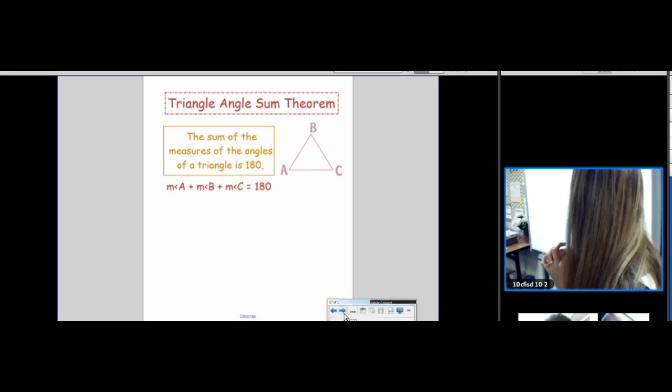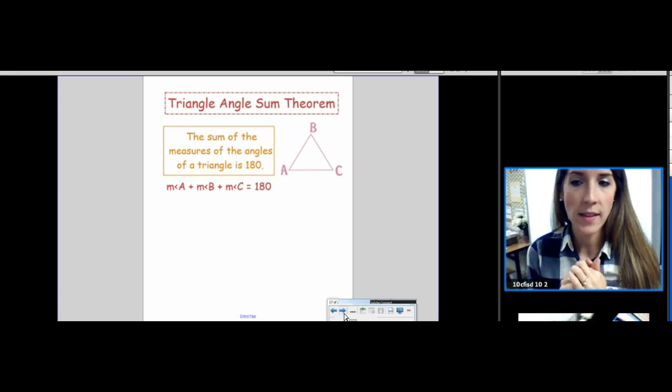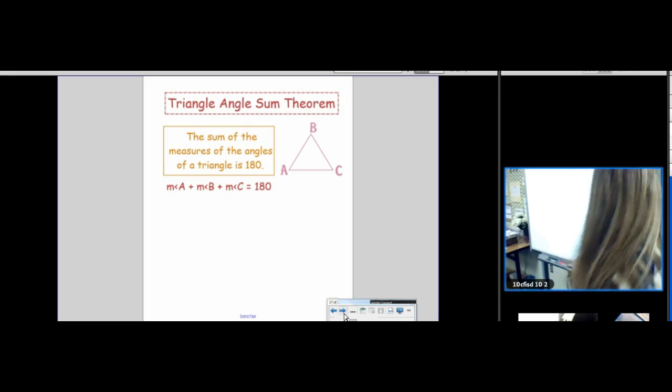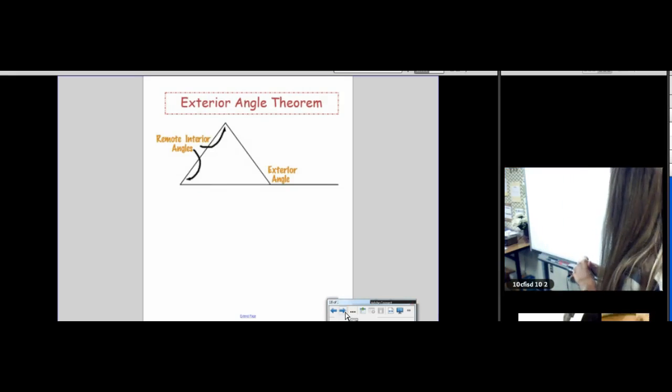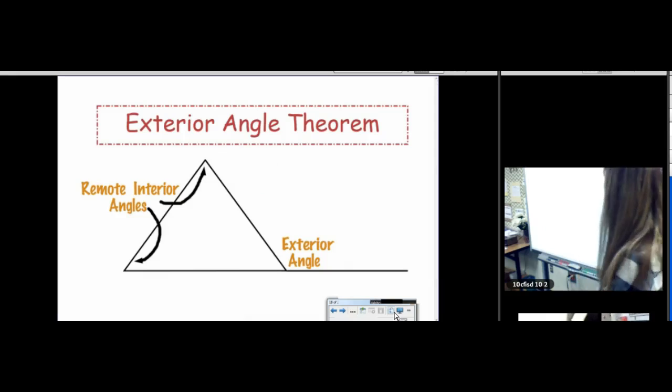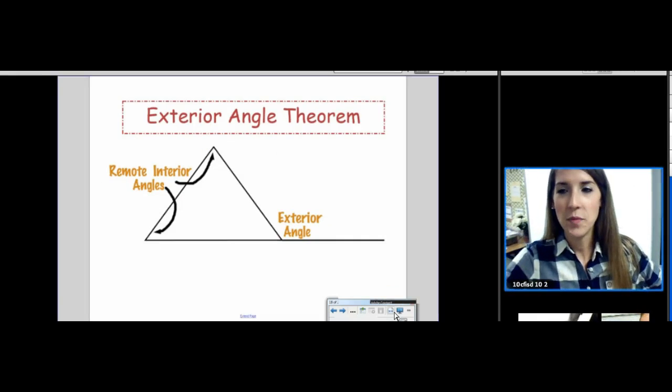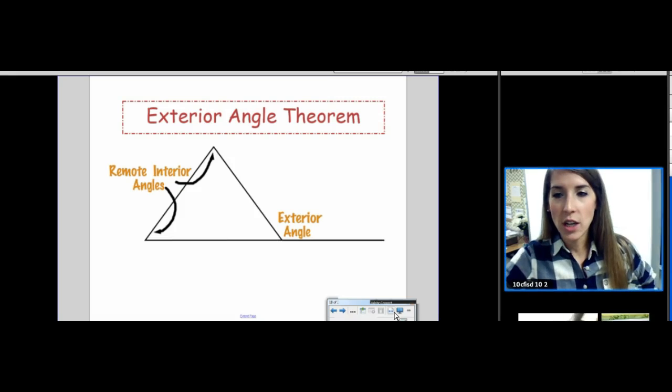So there's your triangle angle sum theorem. I'm not going to give you time to write this down because you already know this. There's another theorem we're learning today that I will give you time to write down. Alrighty. Here's today's new theorem of the day. It might be new, it might not be new. We are going to discover what the exterior angle theorem is.